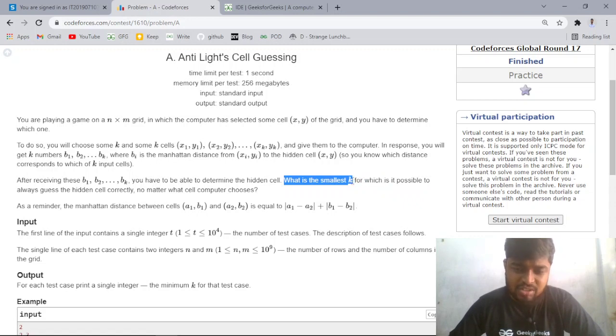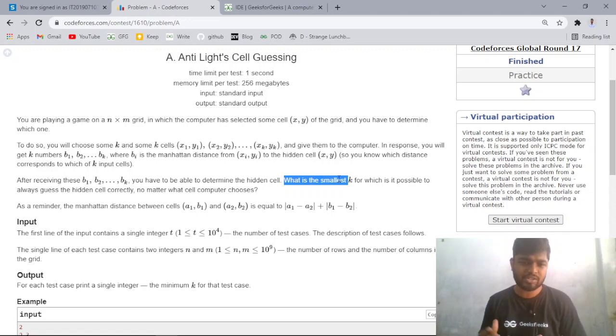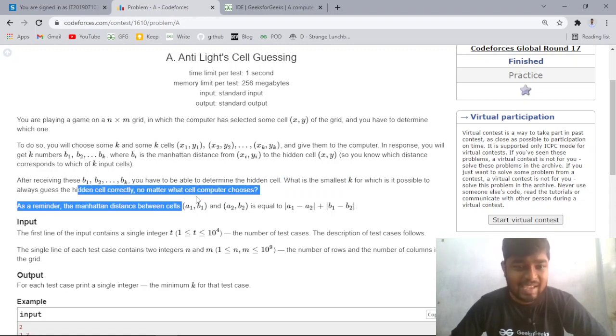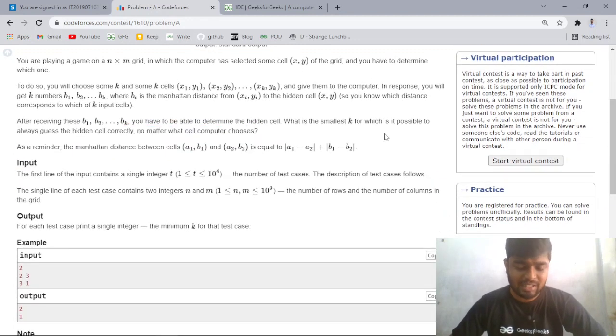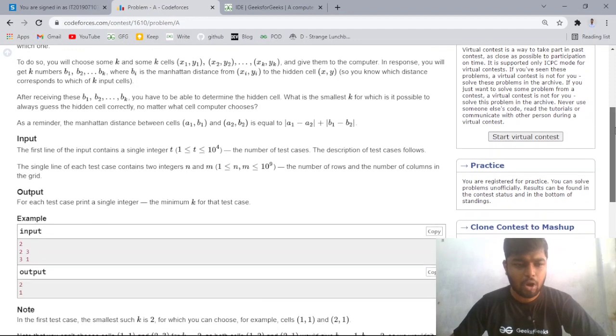After that, you have to find the smallest number of cells. You have to choose the minimum number of pairs xi comma yi, such that in the end you end up guessing the correct position of the hidden cell x comma y, right? And no matter which cell the computer randomly chooses, you have to tell the minimum number of points that you will be choosing in such a way that you will be able to determine the final position of the cell.